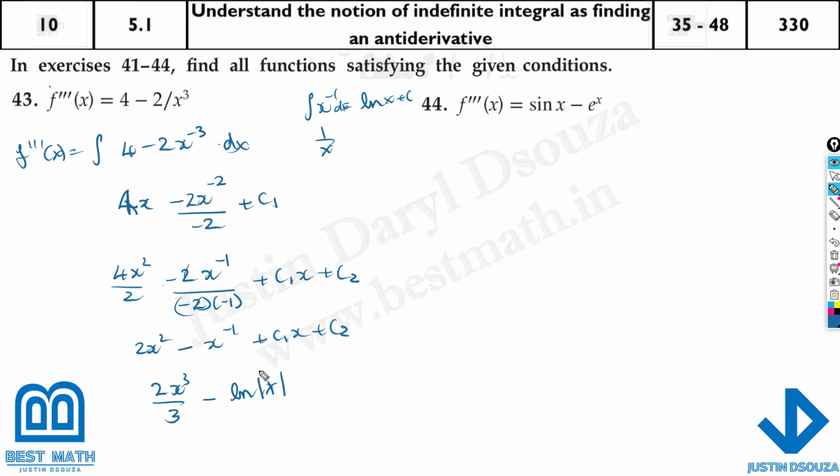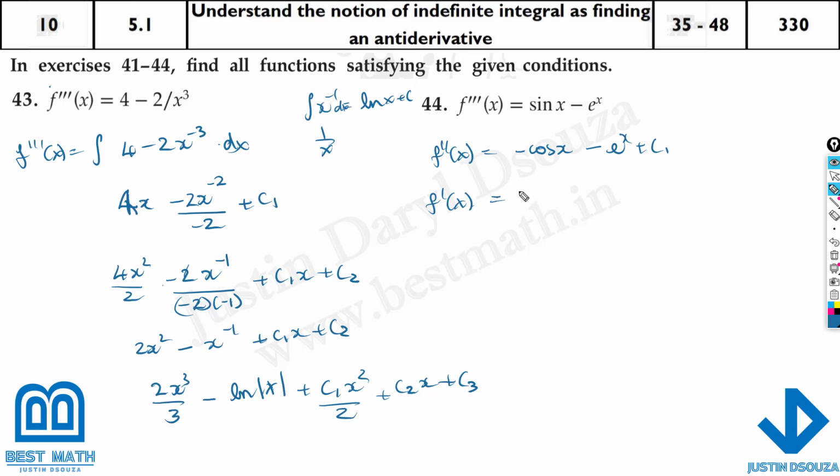So it's the inverse of those, right? And then over here we have x squared by 2 plus c2x plus c3. So this is the final answer. What about over here? So this one, it'll be minus cosine x. This is the first time. Okay, f double derivative of x will be minus cosine x minus e to the power x plus c1.